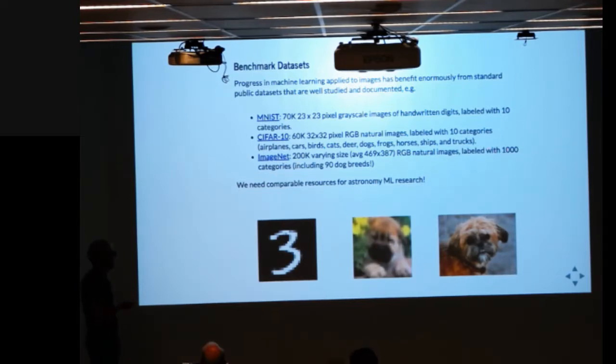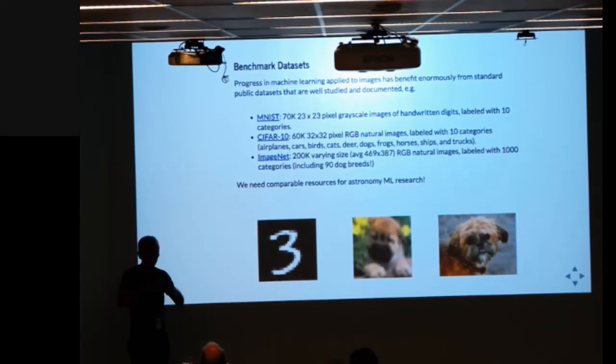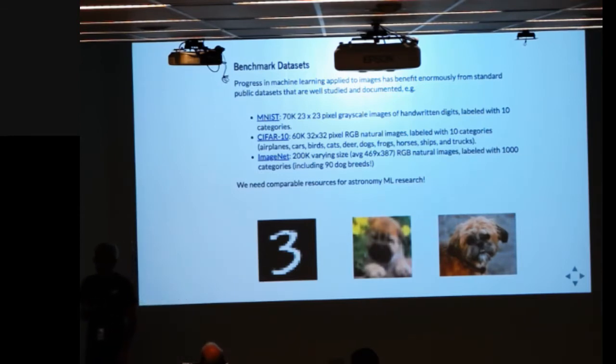And I don't know who picked these categories, but it's not a very general purpose set of categories, because they include 90 different breeds of dogs here. So people who do a lot of research with ImageNet get really good at recognizing different types of dogs. But most people can't distinguish 90 different breeds of dogs. So it's trying to do a problem that's well beyond what most humans can do.